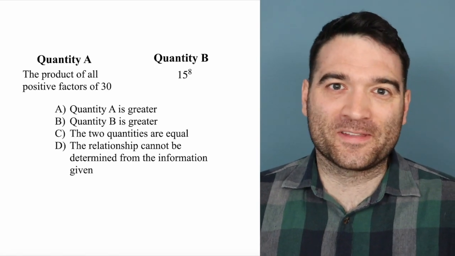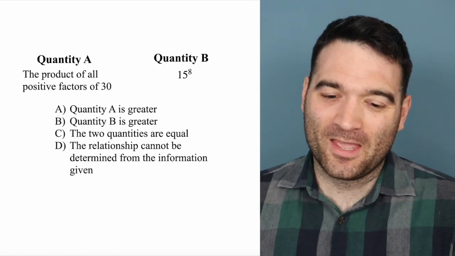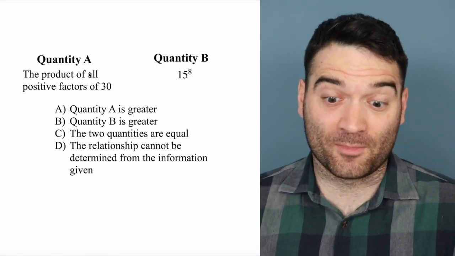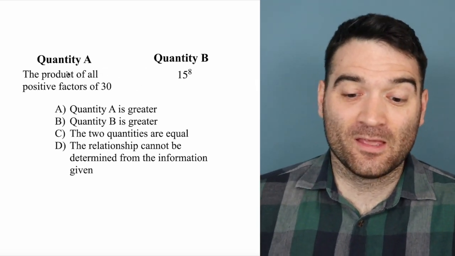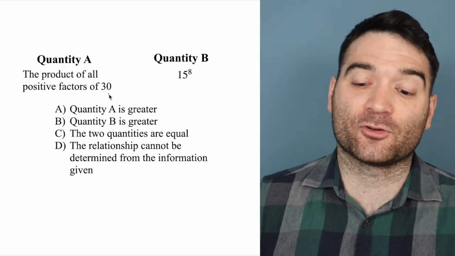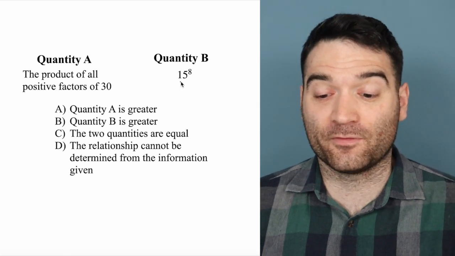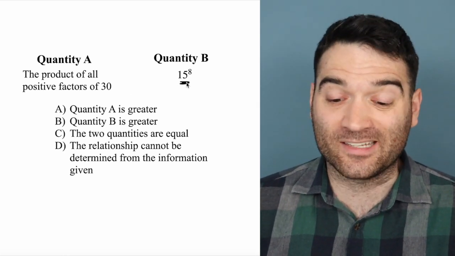Here's a GRE arithmetic question. Let's take a look. So this is a quantitative comparison problem where we have quantity A and quantity B. We want to figure out which one is greater. The product of all positive factors of 30 or the number 15 to the power of 8.